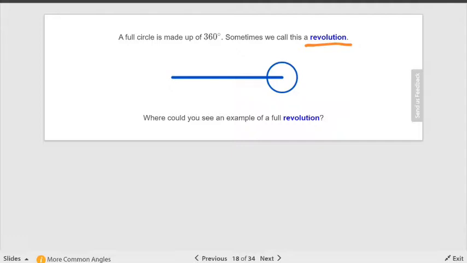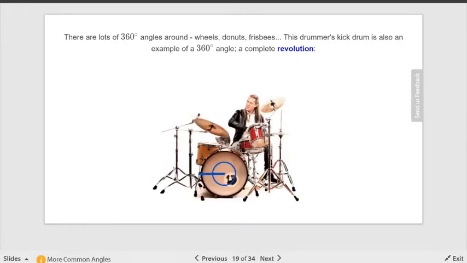So where could you see an example of a full revolution? What do you think? The earth, you bet. So it revolves in a circle, doesn't it? There you go. Good job. And if it goes a complete circle, it's called a revolution. Anything that can go completely around in a circle.